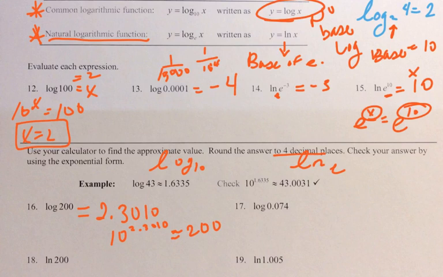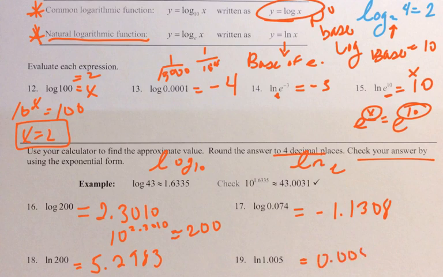So I'm not going to write the check for each of these. You guys can do that on your own, but I'm going to write the values for each of these. So this one here would be negative 1.1308. This one right here, the natural log of 200, is going to be 5.2983. And the natural log of 1.005, or 1 and 5 thousandths, is going to be 0.0050 when you round. Okay, you can check me on all of those, verify that in your calculator. Make sure you're using the correct log, whether it's the common log of base 10 or the natural log with base e.